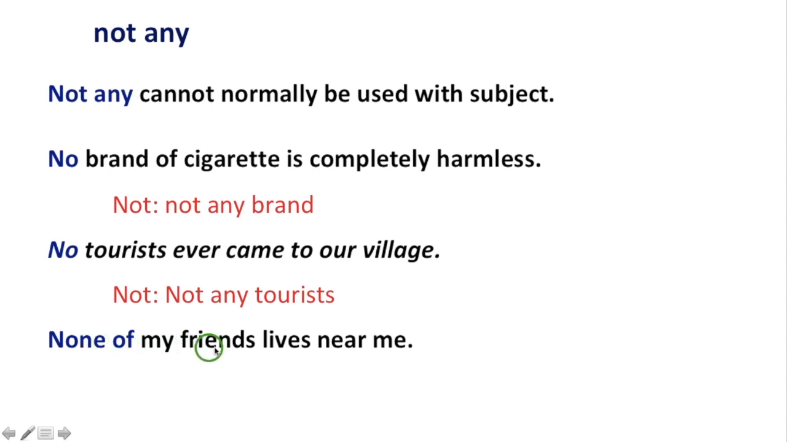"None of my friends lives near me." Here, "none of my friends." "None of" can be used at the beginning of a sentence, and you find that with "none of" there is a plural noun, "friends," "my friends" is used there, but you do not say "not any of my friends" at the beginning of a sentence. You do not begin your sentence like "not any of my friends." So this is the point. "Not any" cannot be used at the beginning of a sentence as a subject, but "no" and "none" can be used as a subject of a sentence.